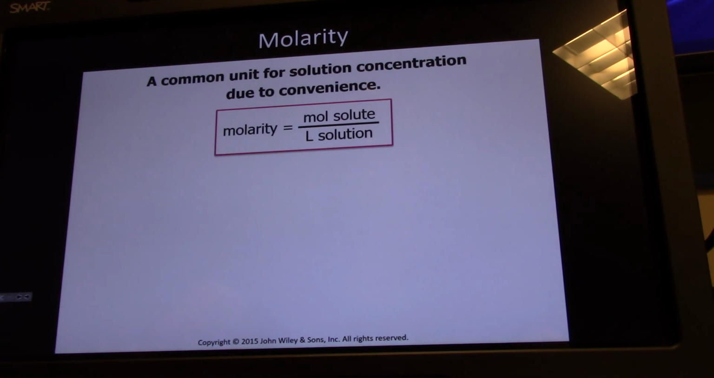All right, molarity. This is the one that chemists use. Chemists will always label all solutions in molarity.